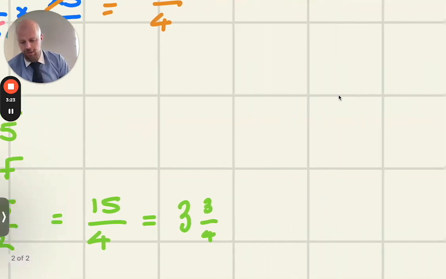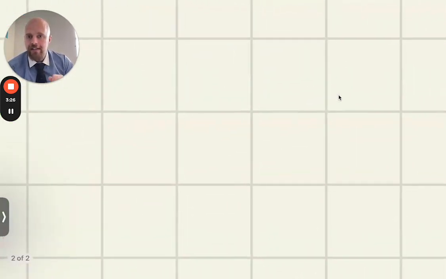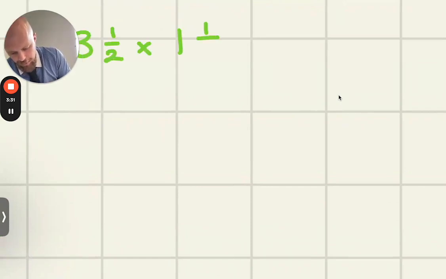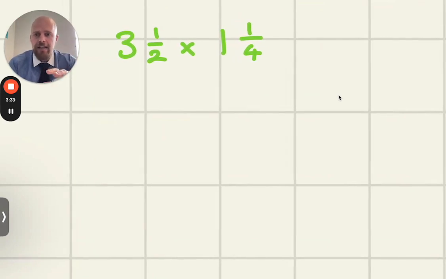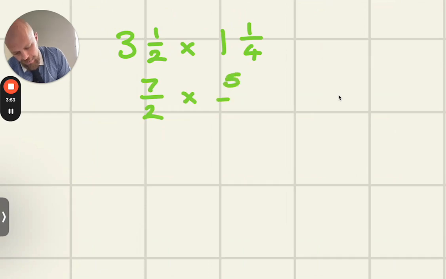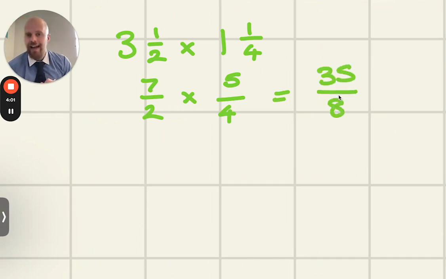Now let's look at multiplication and division, but this time with mixed numbers. Let's say you had to do 3.5 times 1 1/4. Now what we're going to be doing here is changing the mixed numbers to top-heavy fractions. Don't try and simplify by doing 3 times 1 and 1/2 times 1/4. It doesn't work. We're going to change these to be top-heavy fractions: 7 over 2 and 5 over 4. Now we can just multiply as before. So I get 7 times 5 is 35, 2 times 4 is 8.